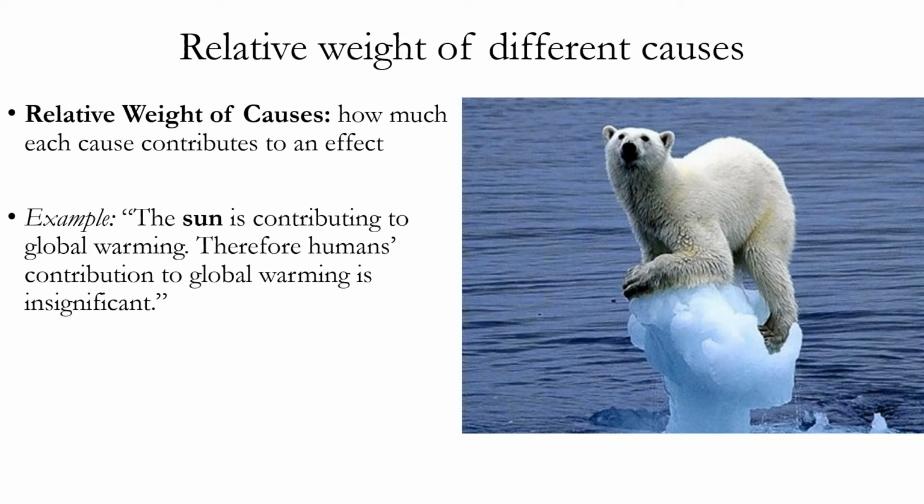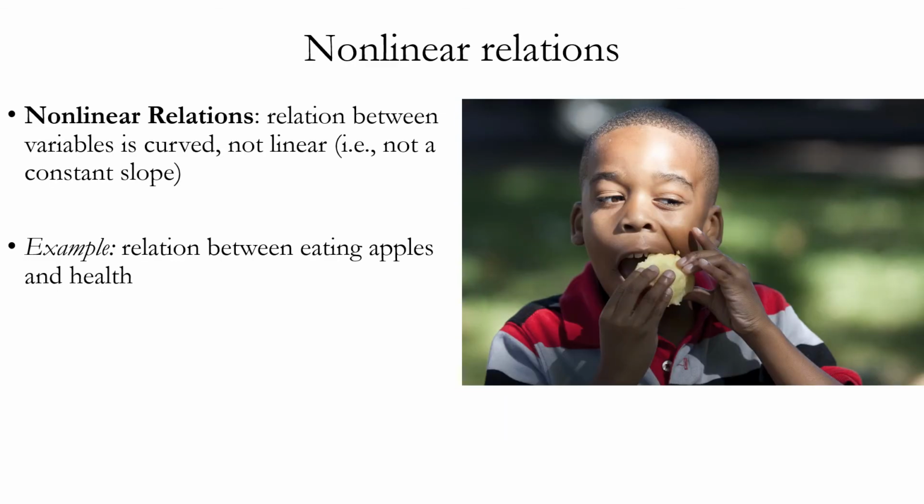So even if there are multiple factors besides humans' pollution or other human activity that contributes to global warming, that doesn't tell us which factor is the most important. It's a separate question. So don't think that just because there are multiple causes, that therefore means one cause is less important. A third type of causal complexity is nonlinear relations.